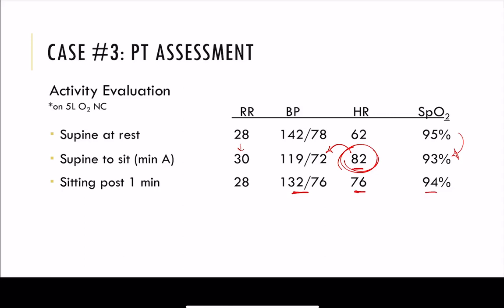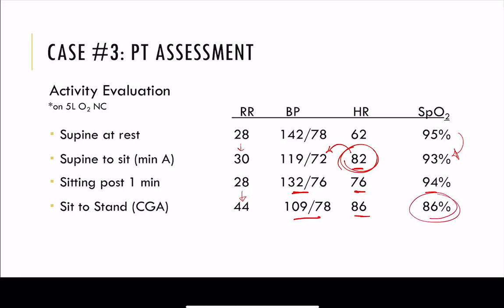I'm going to get this guy standing up. Let's see what happens next. We go sit to stand with contact guard assist, and he does have a respiratory rate increase. BP falls again, heart rate's trying to make up the difference, and now we've dropped into the danger zone of our oxygen sat levels.